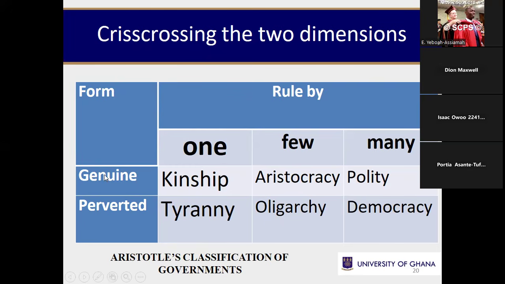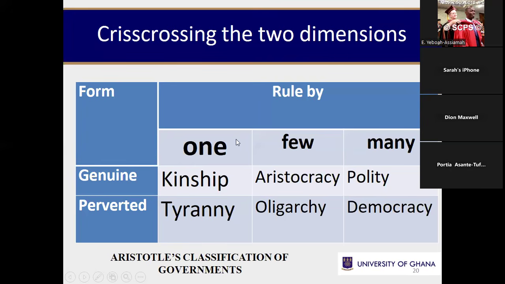Now you know the genuine form and then the perverted. Now, if the rule is by one person, let's say it's a monarch, but he was ruling in the genuine form. He was using the resources to ensure society is better. They get good clinics, good roads, quality education, and everything. He called that kind of rule kingship. Kingship, like our kinsmen. So kingship: ruled by one person, but in the genuine form.